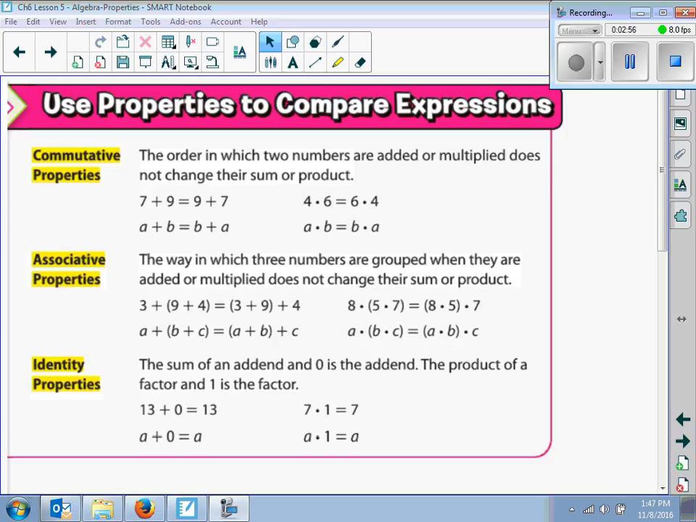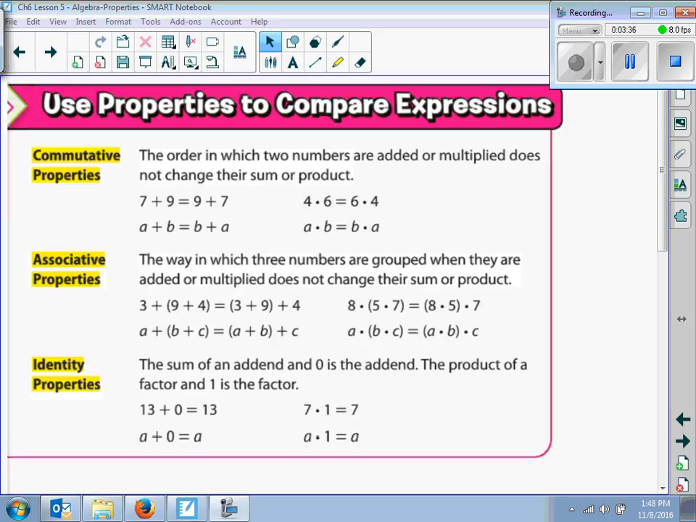So for example, here we have 7 plus 9. 7 plus 9, same thing, 9 plus 7. 4 times 6, when you flip it around, still gives you 24. 6 times 4, same thing. That is the commutative property. Now, it is very important that you identify if you're talking about the commutative property of addition or the commutative property of multiplication. I would like for you to make sure that you write of addition or of multiplication when you are identifying.